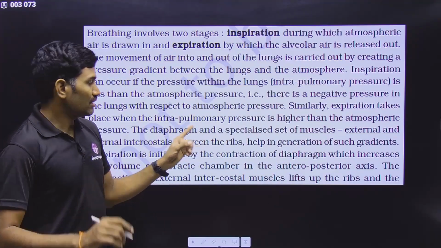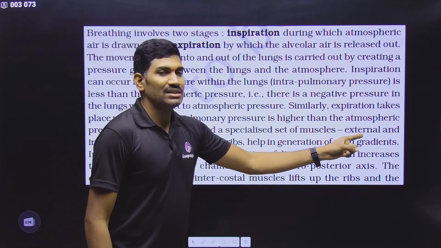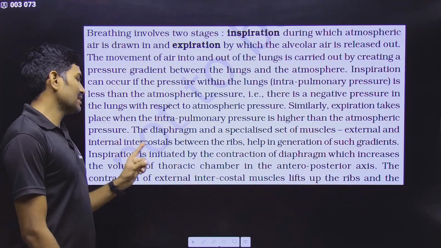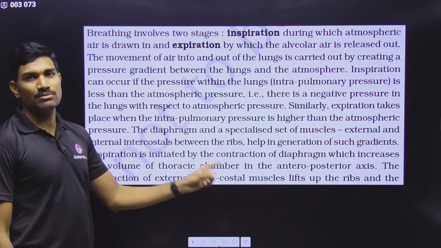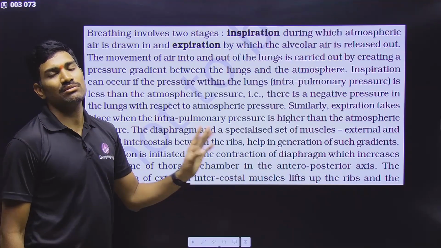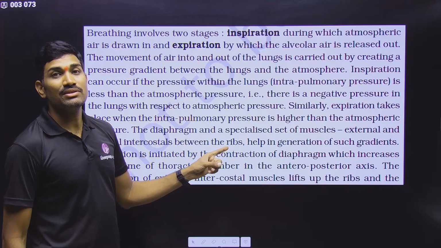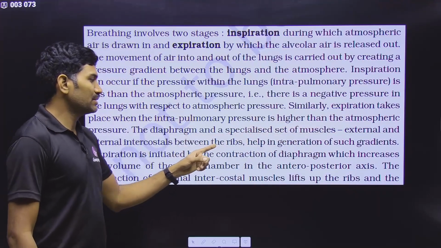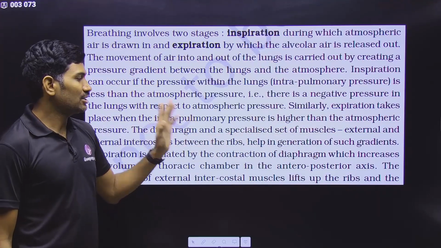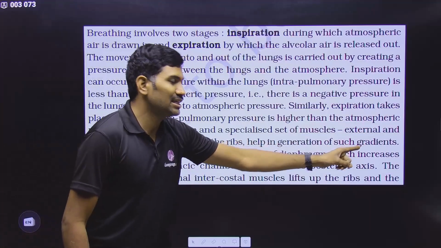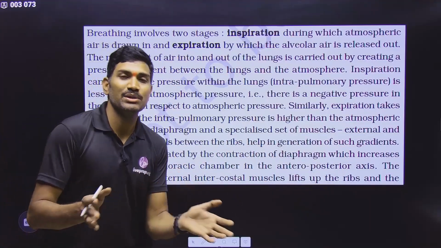The diaphragm, very important. The diaphragm and a specialized set of muscles called external and internal intercostal muscles. And where are they present? They are present between the ribs. So the diaphragm and intercostal muscles help in the generation of such pressure gradients, pressure differences.